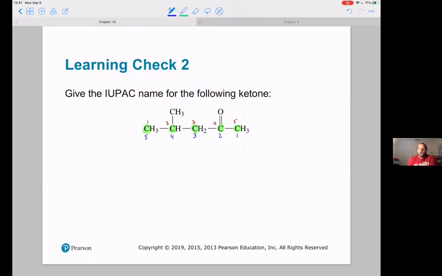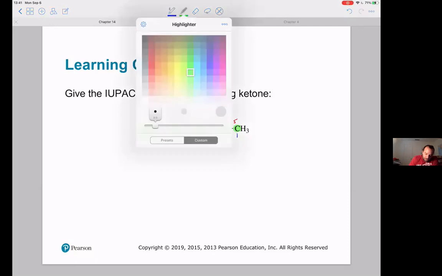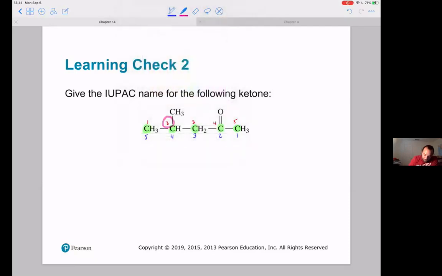Right? So previously when we learned, we want to use the smallest number possible. Well, in both of these numbering schemes, I have a 2. But again, just like an alcohol group or an alkene group, the ketone takes priority in that it's going to be the one that gets the lowest number. I'm not even going to pay attention to the methyl group when I'm picking between the red or the blue numbering scheme. All I'm going to pay attention to is what number that ketone has, and I want to make sure it has the lowest number. So in this case, it's the blue numbering scheme that's correct. So I'm going to get rid of the red here.